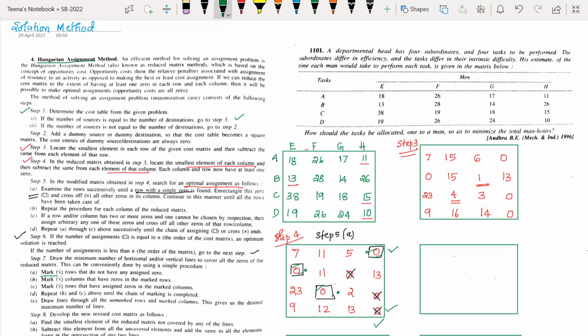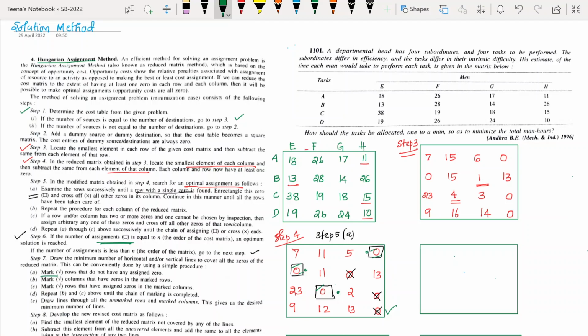Let me repeat the whole process once again. First marking: mark the rows that do not have any assigned zero. The first row has an assigned zero. Assignment means rectangling the zero; that is what is called an assigned zero. So the first row has an assigned zero, the second row has an assigned zero, the third row also has an assigned zero. Only the row without any assigned zero is the fourth row, and so we mark the fourth row.